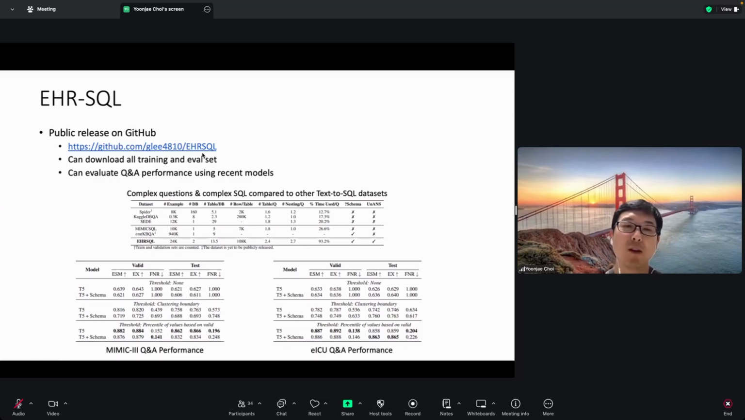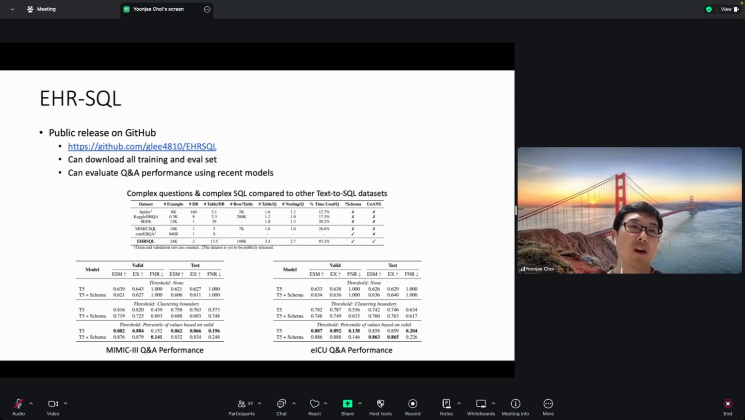This was in 2022, so there was no ChatGPT around. So we actually used T5, which was the most powerful language model from Google. So we trained T5 on our training set and then tested on our test set. And you can see the execution accuracy, which is when you run the SQL query that was generated by T5, do you really get the answer? So that's the execution accuracy. And 86.6% is kind of okay.